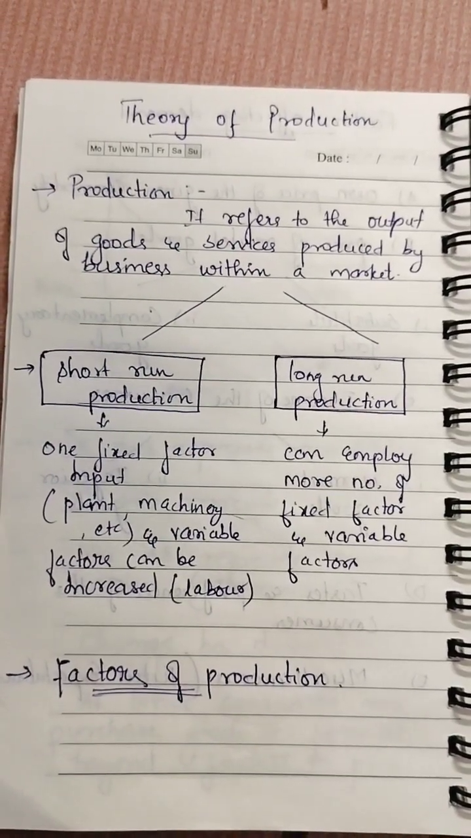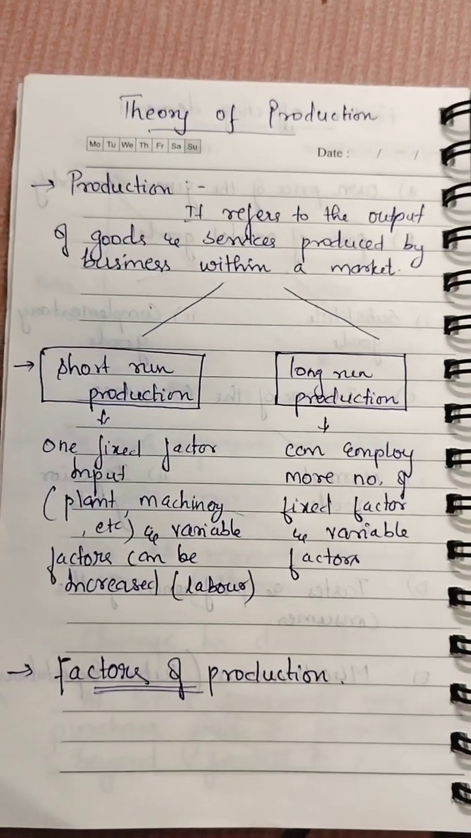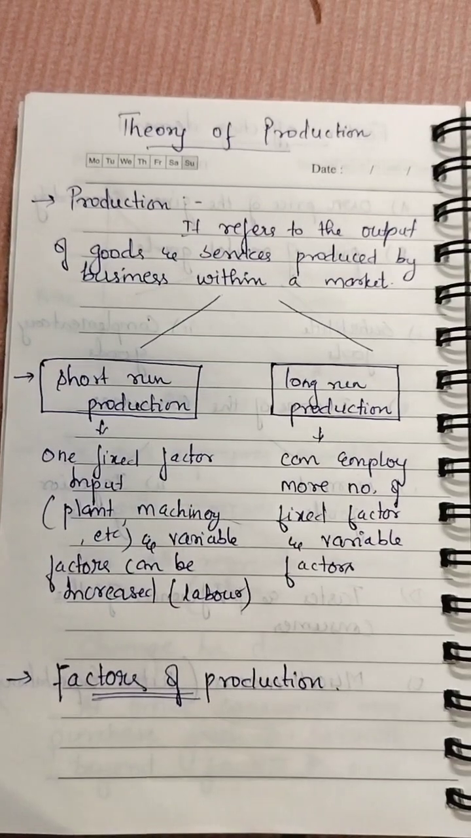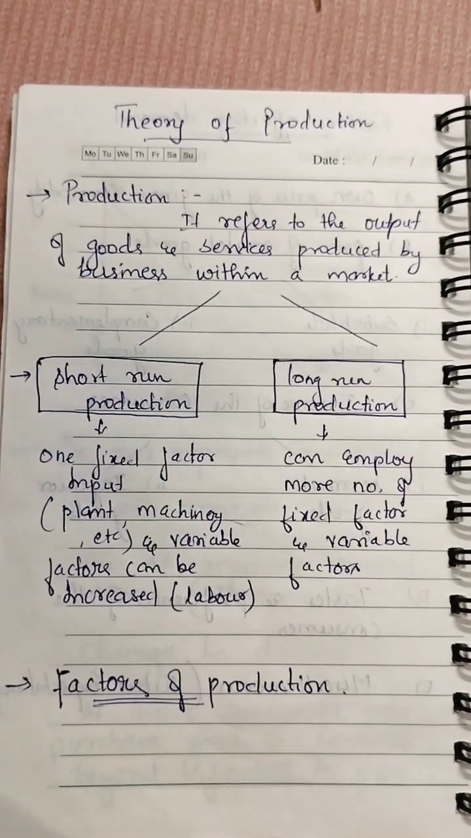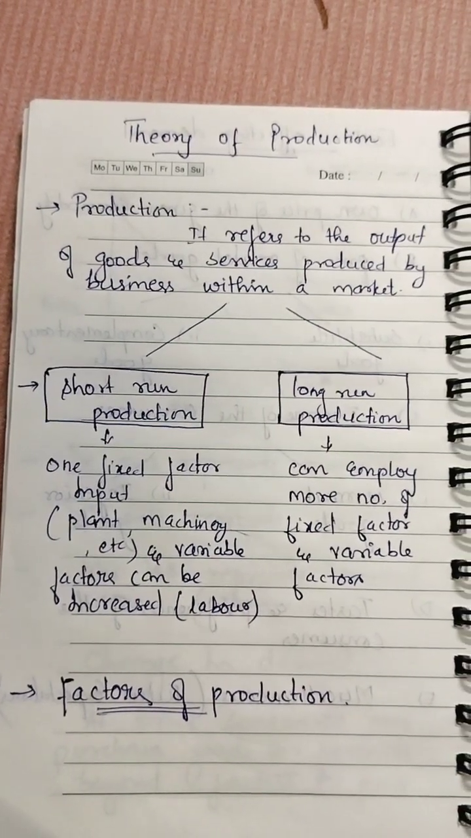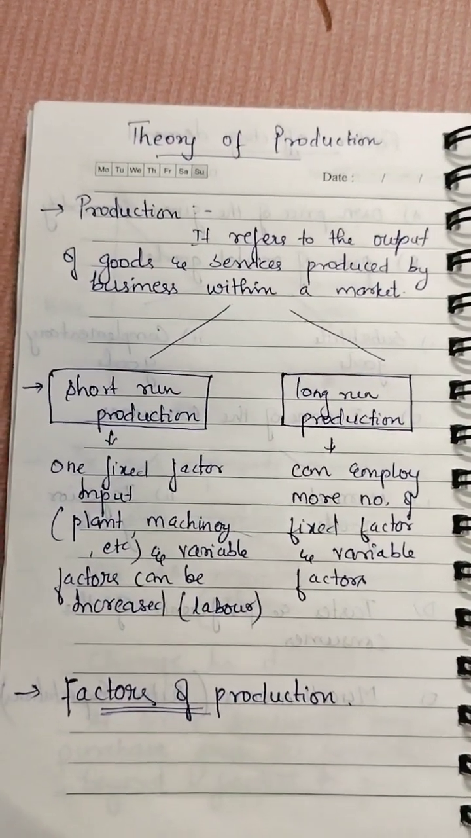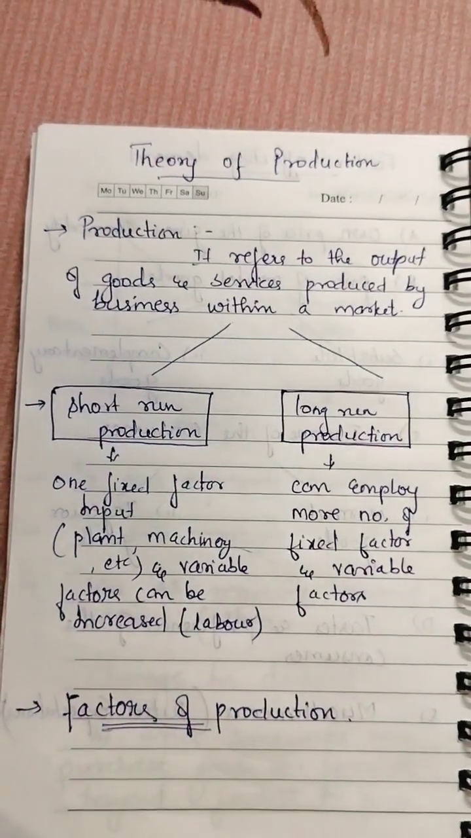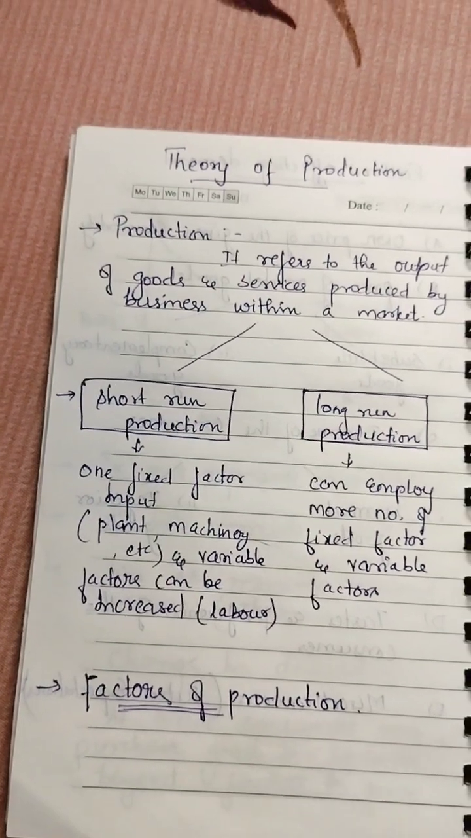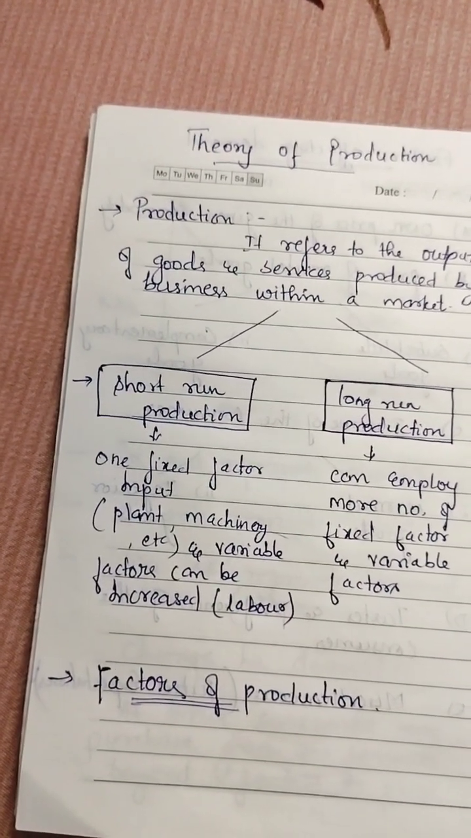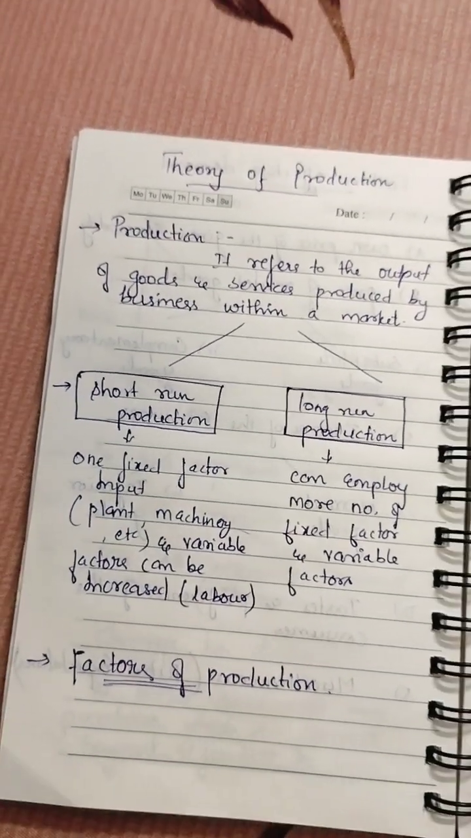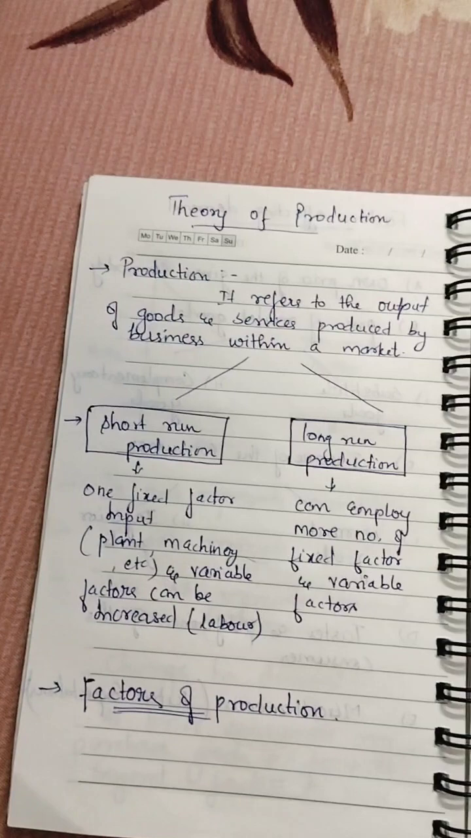So we have two types of production. One is short run production, another one is long run production. In case of short run production, where the commodities are being produced within a short duration, the fixed factor input remains the same; neither can it be increased nor decreased. What is a fixed factor? Any capital inputs like plant, machinery, building or land. So these fixed inputs cannot be changed. But the variable factors like raw materials and labor can be increased or decreased.